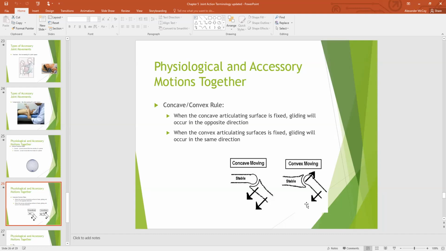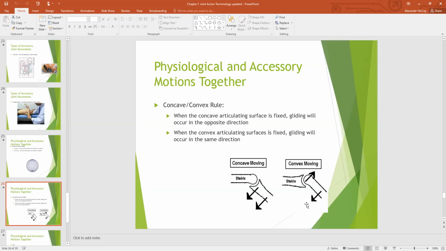The joint or the concave surface is what's stable here if you're moving your arm up and down. The convex is going to be the one that is your arm moving up and down. The concave is going to be the stable one. As I move my hand back down to my side, you will notice that your humerus has to slide upward and the shaft has to go downward in order to replace that arm down by my side.